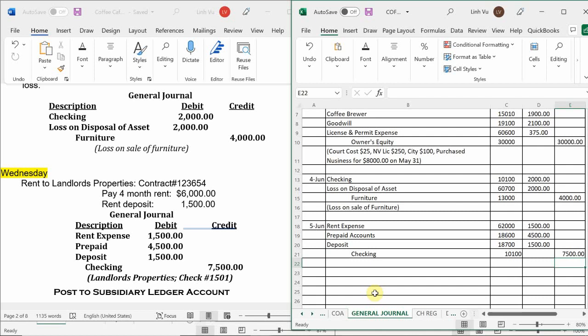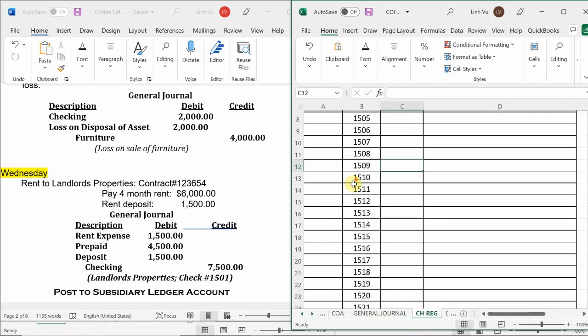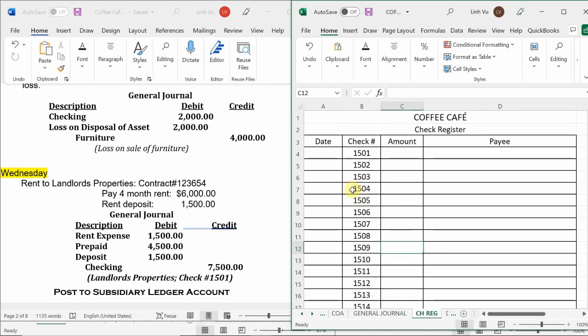It's 1501, right? Yes, but where did you find that number? CH Rec, which is your check register. So if I click my check register, these are my checks that I got from the bank. That means if I'm going to be writing my very first check, it's check number 1501. The date that I wrote it is June 5th.